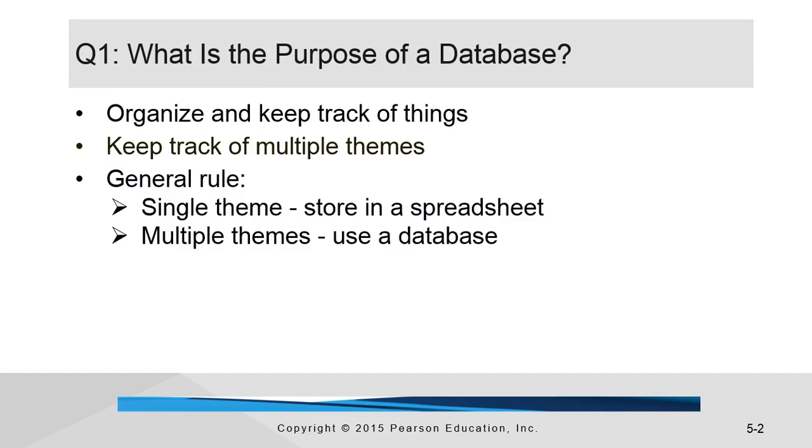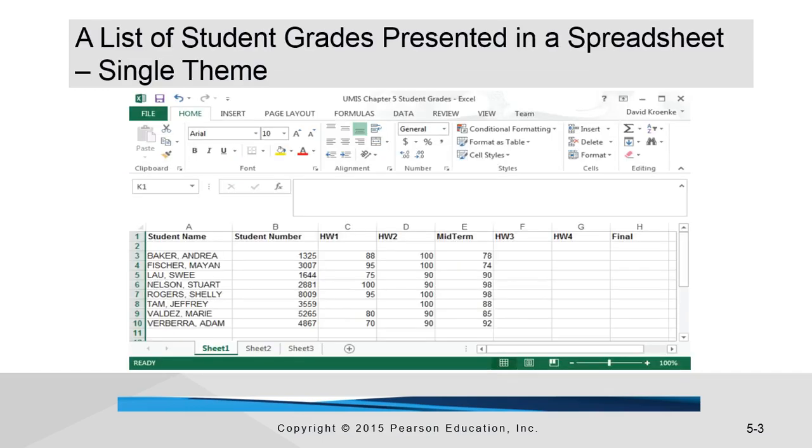And that is to organize and keep track of things, to keep track of multiple themes. There's a general rule of thumb that if you just have a single theme, you can store it in a spreadsheet, but if you have multiple themes, a database might be better. I would imagine that most of you have used a spreadsheet at some time or another, so you're probably familiar with that, but maybe not a database.